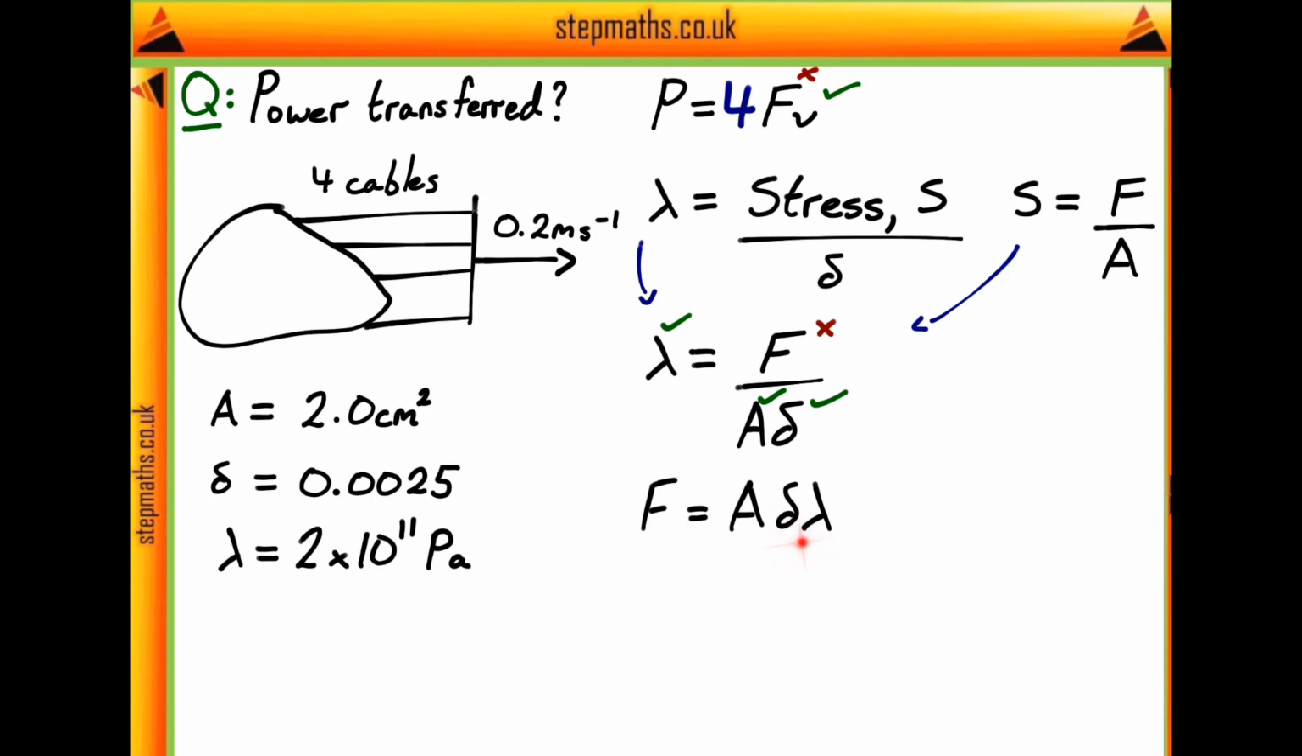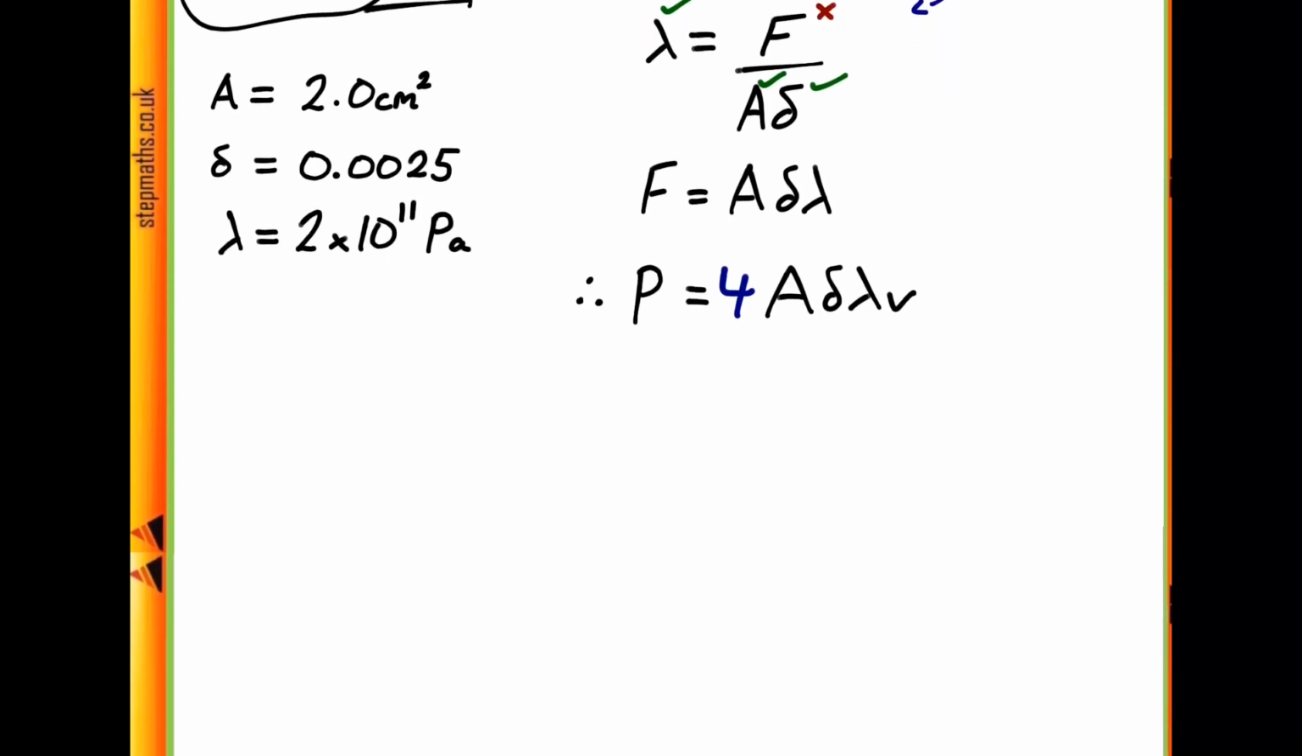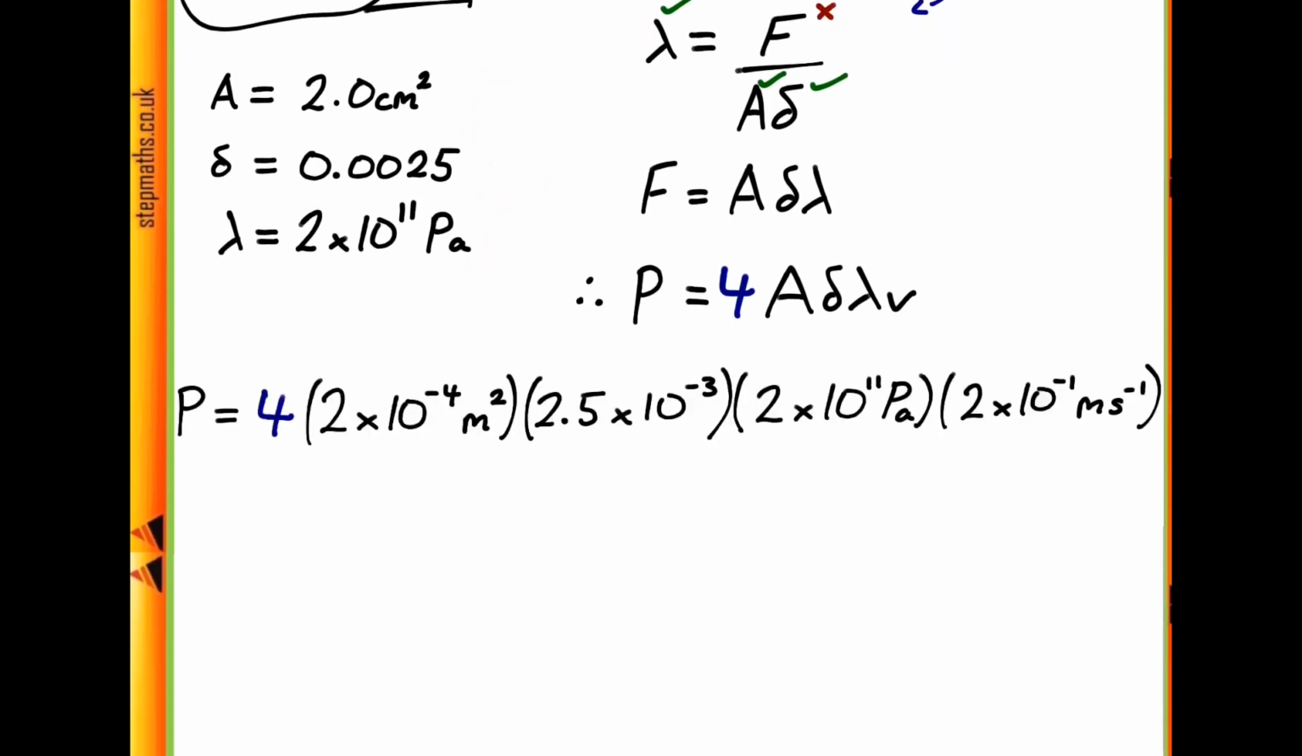Now with this we can substitute it back into our equation at the top here to get an expression for power, which is given here. Next, the thing to do is to simply substitute in the different variables we've been given. Doing so gives you this right here, with our velocity of 2 times 10 to minus 1 meters per second, which was labelled on the diagram at the top.